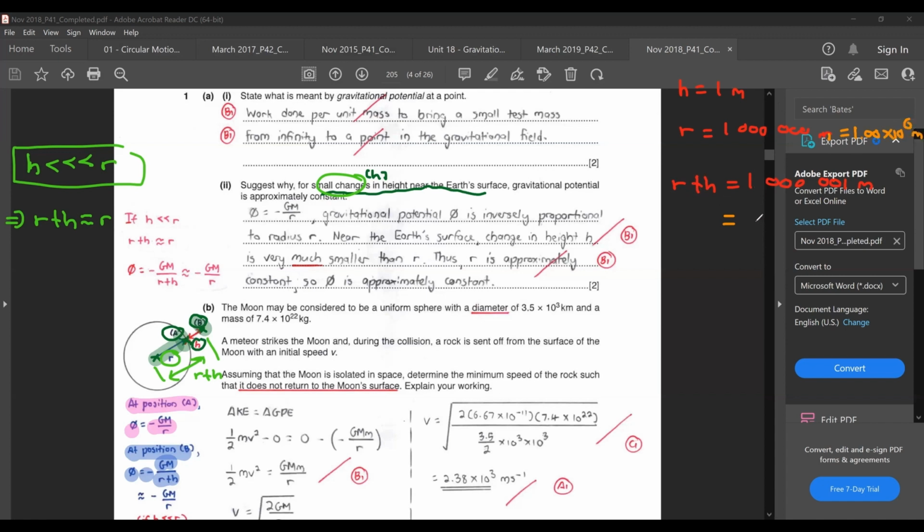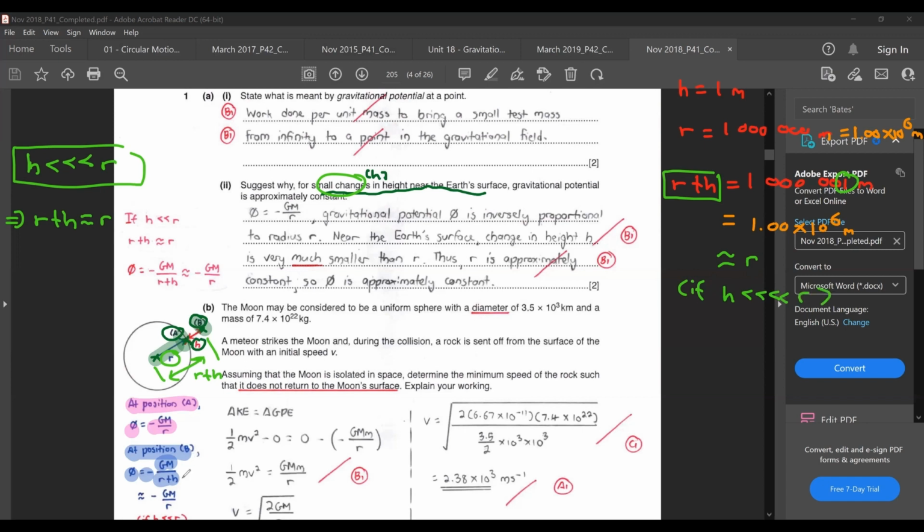So R plus H, if I write it in the same form for the scientific notation, is just going to be 1.00 times 10 power 6 meters. This little one that you have here is not even going to register. That's why I can say that R plus H here will be the same as R itself if H is so much smaller than your R.